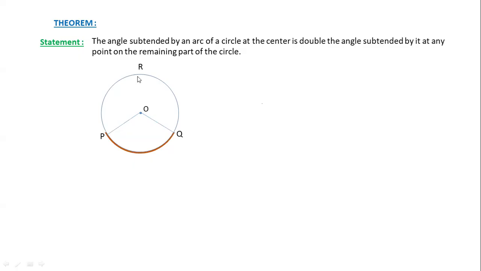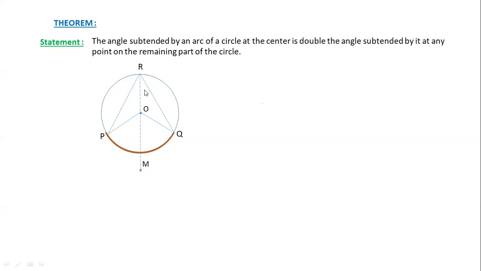Join P to R and Q to R. Okay. Now we have joined this. Now through R and O, let us draw a line. Let us name this as M. Once this is done, here we get a triangle and here also we get another triangle.